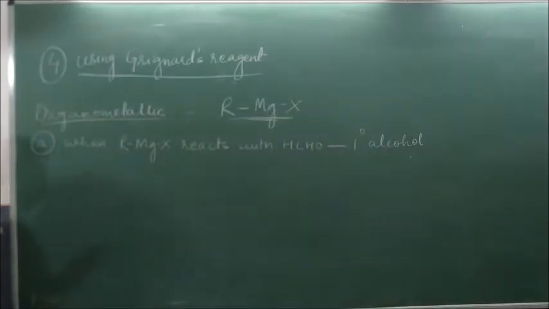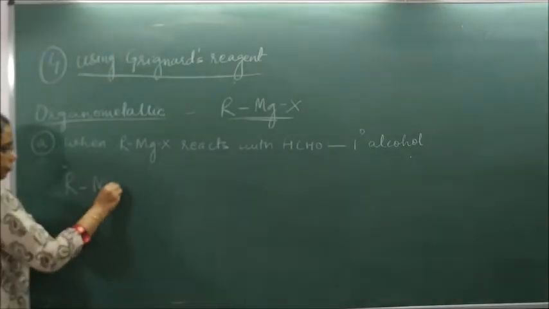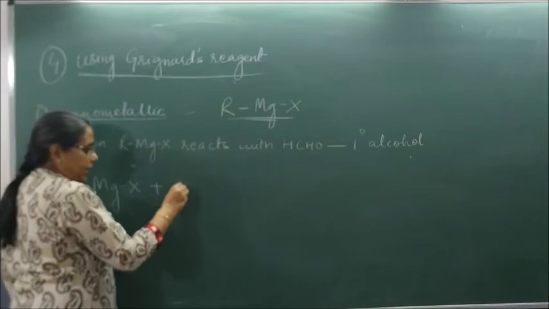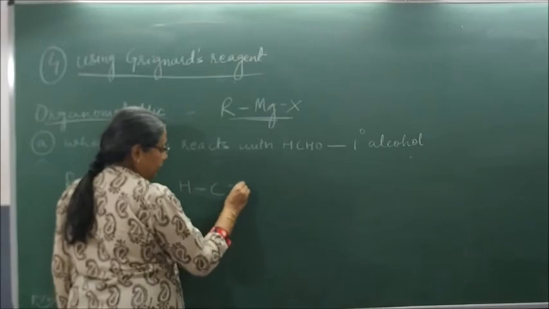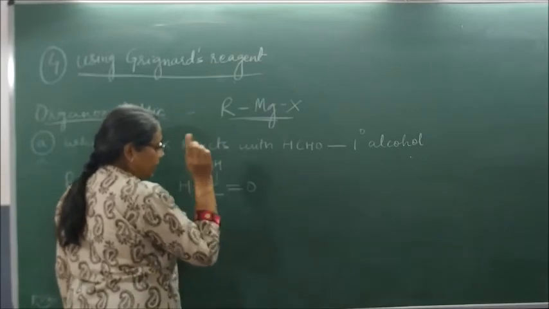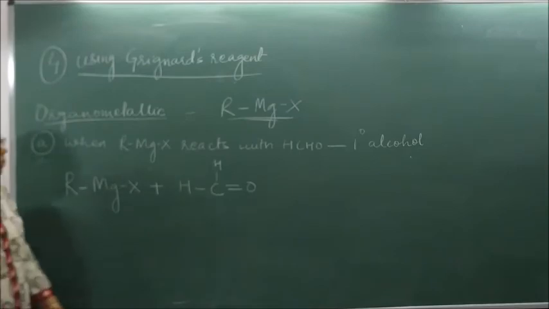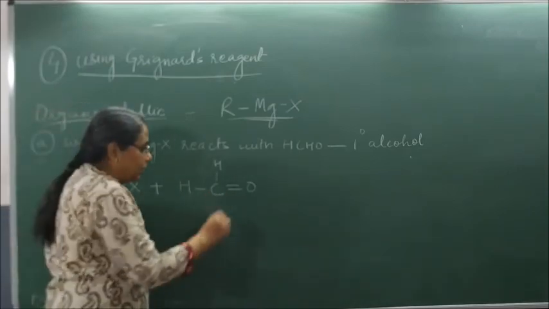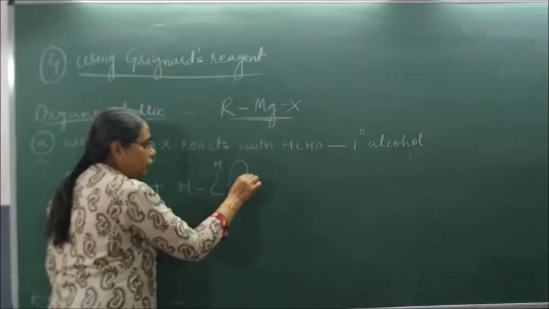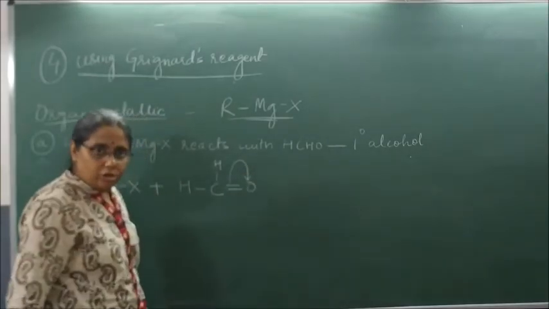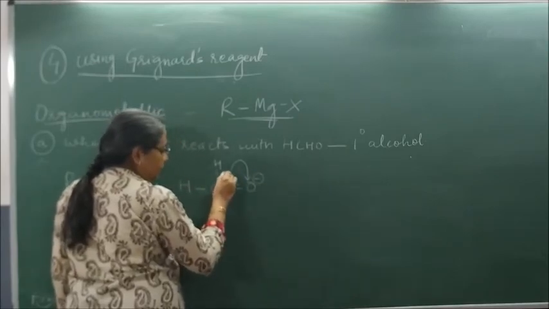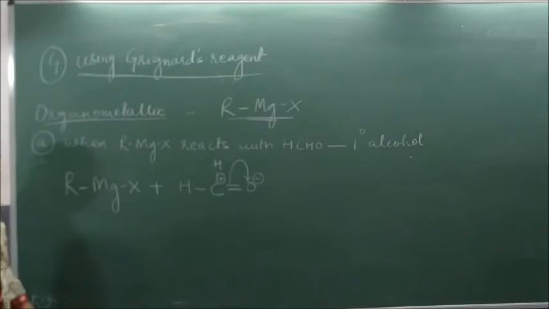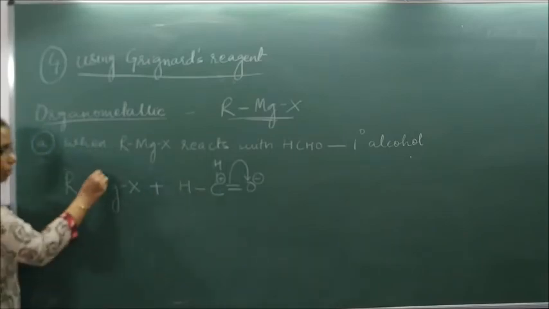First I will write the general equation and then we will substitute. So we have RMgX plus HC double bond O, and H. Correct? Now you know in this C double bond O, the double bond will break. The oxygen atom will have all the electrons of the pi bond. So this becomes what charge? Negative charge. And this becomes what charge? Positive charge.